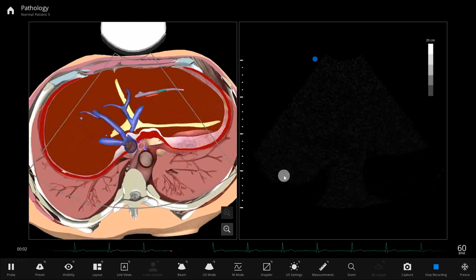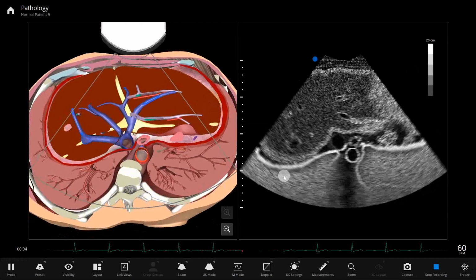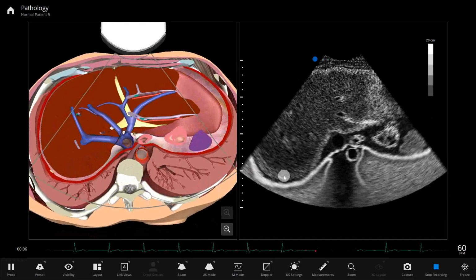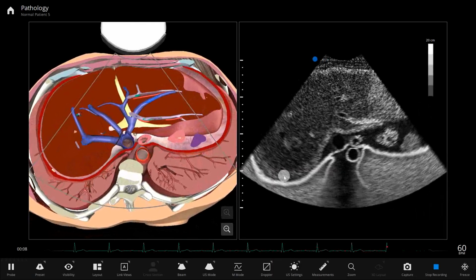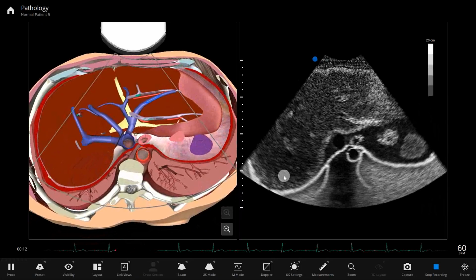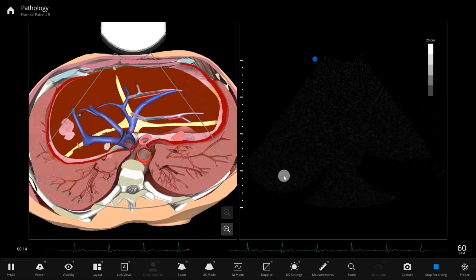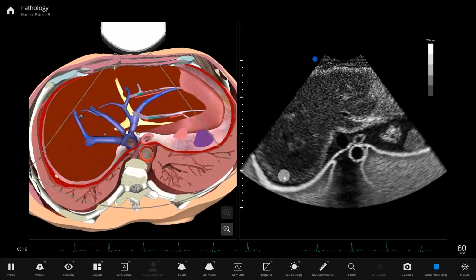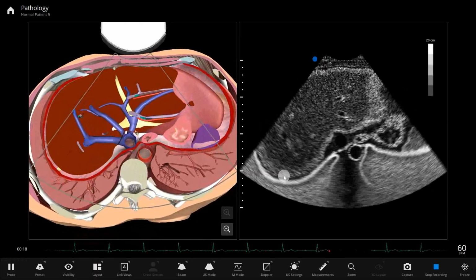Good afternoon, everybody. Today we are going to talk about the IVC, the aorta, abdominal IVC, abdominal aorta, and the portal venous system. I have the anatomy on the left side of my screen. I have the ultrasound image on the right side of the screen.